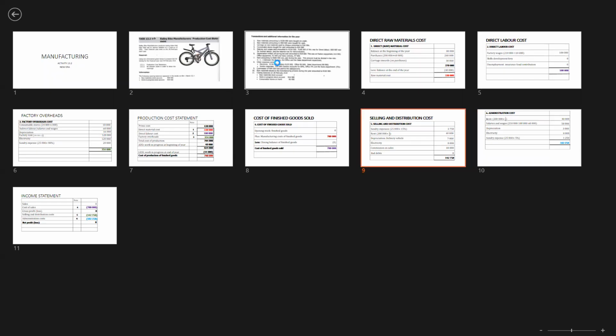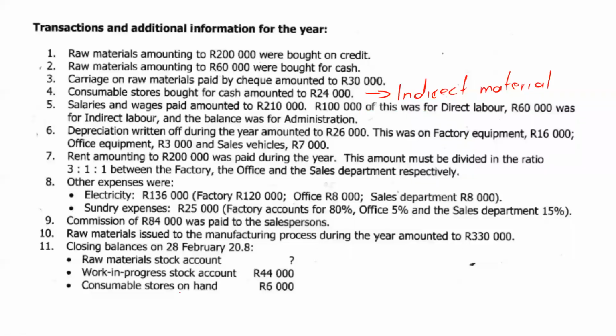Going back to the information, it says here, rent amounting to 200,000 was paid during the year. This amount must be divided in the ratio of 3:1:1. Now, when you calculate how much will go to different departments, you will simply take the ratio, which is 3 plus 1, and add it with the other one to get the total ratio, which will be 5. Note that for the factory, only 3 of 5 will go to the factory. Then you're going to take the total cost of 200,000 rand, and you will simply multiply that by 3/5 to determine how much will go to the factory. Let's check how much that will give us.